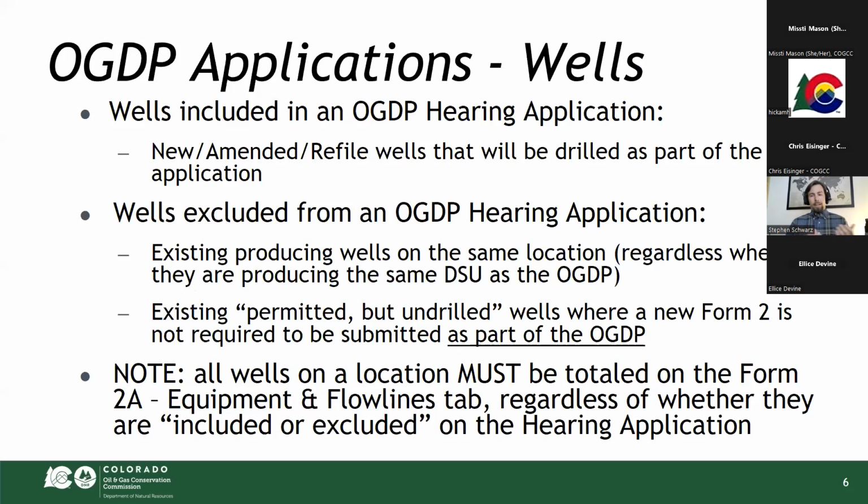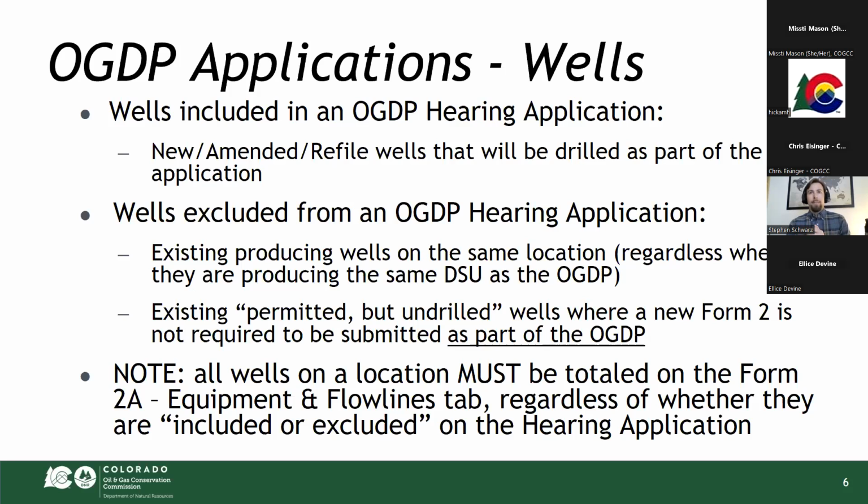So another question that's come up is what wells would be included or excluded? The wells that would be included, and this is primarily on the hearing application text itself, would only be the new, amended, or refile wells that will be drilled as part of the OGDP application. So this would mean wells that would be excluded from an OGDP hearing application would be existing producing wells on the same location, whether they're producing the same DSU as the OGDP or not, or existing permitted but undrilled wells where a new Form 2 is not required to be submitted as part of the OGDP.